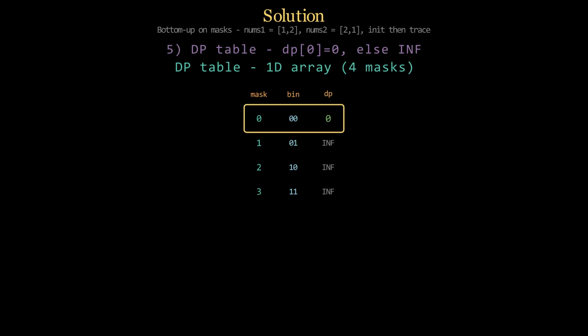Four rows, one per mask from 0 to 3, 2 bits for 2 nums2 slots. Initialize DP at 0 to 0, empty assignment, and every other row to infinity until a relaxation lands there.